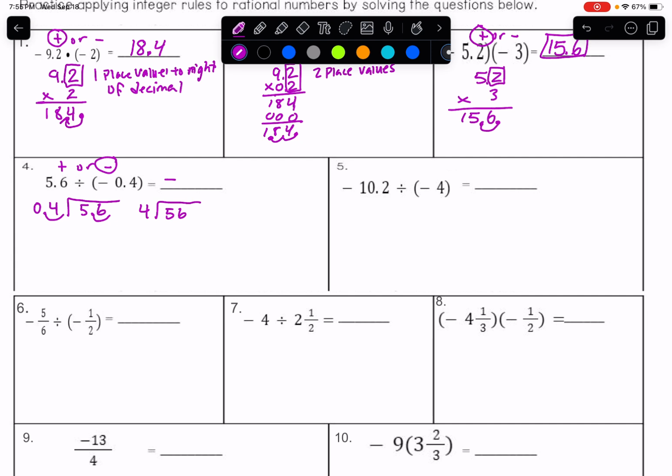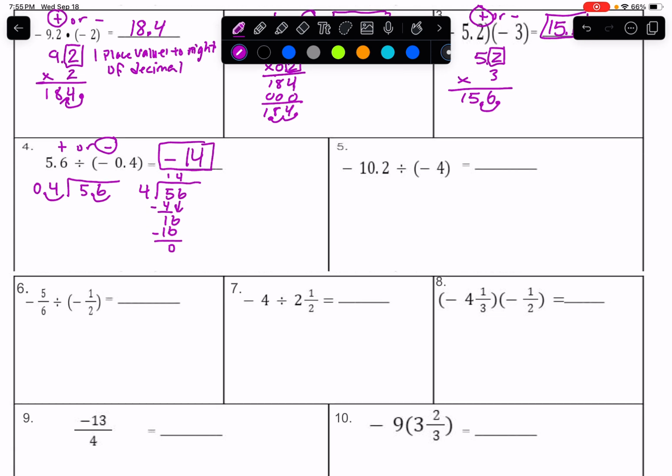Cool little trick. All right, you try 5. Pause the video and try 5. All right, welcome back. So you should have gotten a positive answer because we have same signs. How many times does 4 go into 10.2? Let's find out. 4 goes into 10 2 times. Make sure you bring your decimal up because I have to now put my 2 down. 4 goes into 22 5 times. 2 left over. Carry over 0. 4 goes into 20 5 times. So the answer is positive 10.255.